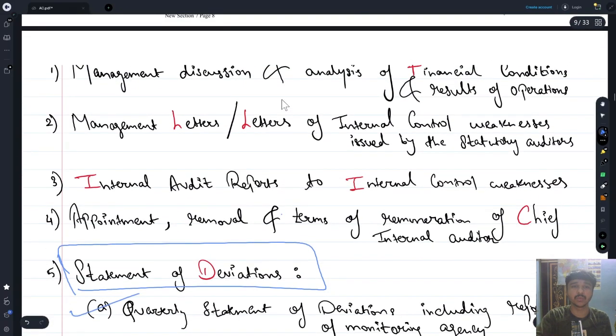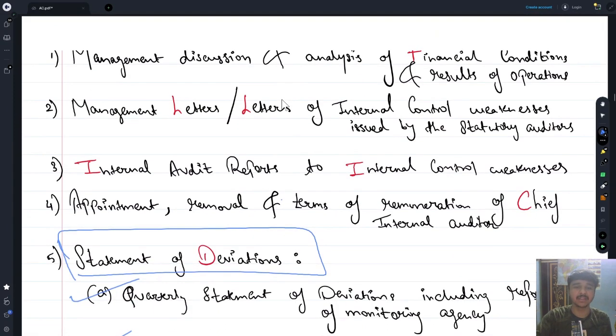After finding the deviations, what will management do? After finding the deviation, the first thing management will do is call their chief internal auditor. Brother, what is happening in my company? What the hell? So they will now go to the chief internal auditor.